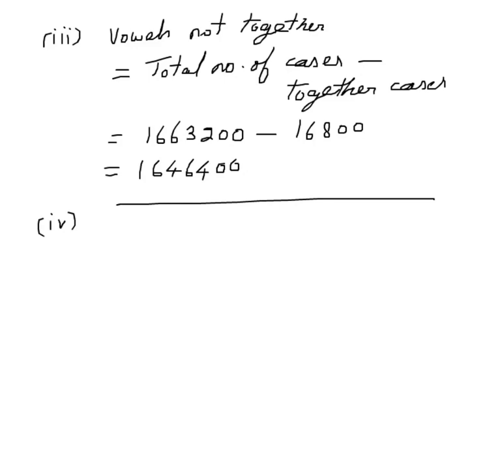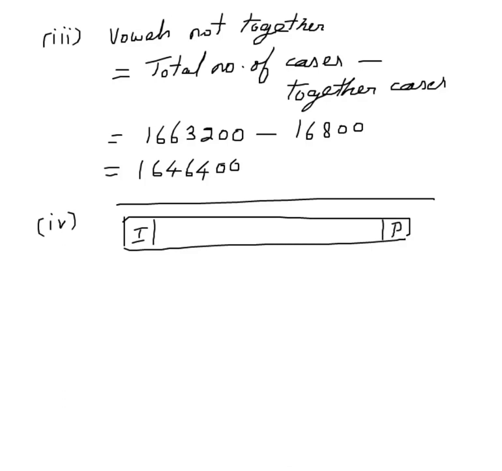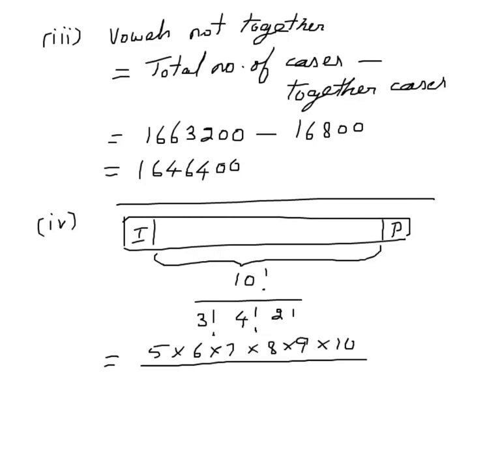Now the last subdivision. In how many of these arrangements do the words begin with I and end with P? So the first letter is I, the last letter is P. Out of 12 alphabets, we have to arrange the remaining 10 alphabets. Out of these 10 alphabets, we have 3 N's, 4 E's and 2 D's. Let us simplify this answer. So cancel 4 factorial, divided by 3 factorial is 2 into 3 and 2 factorial is 2. And the answer is 12600.